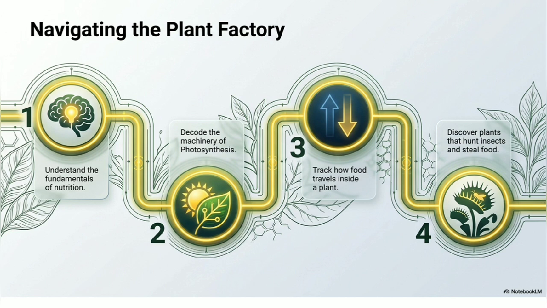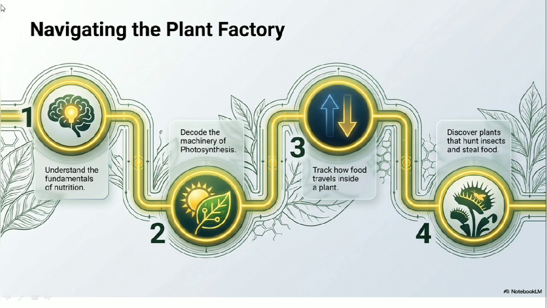So that is why plants are called autotrophs, which means self-feeders. So today we will learn how plants make their own food and why this process is important for life on earth.